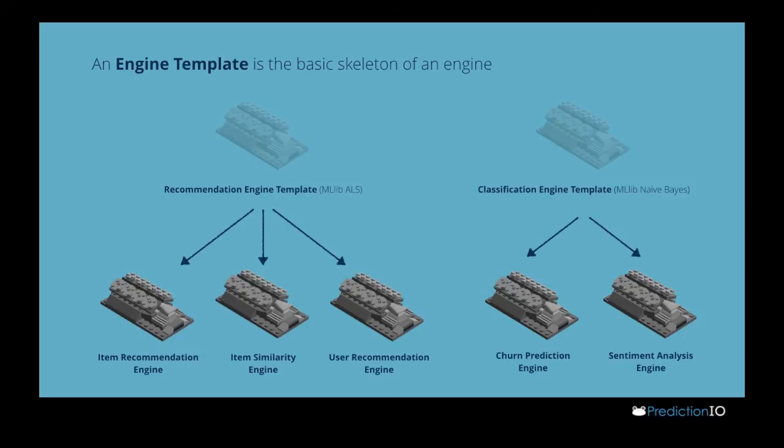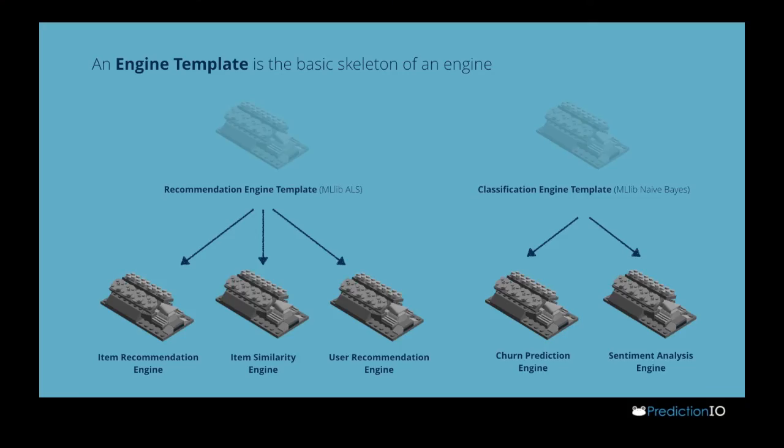So whether it's item recommendation for something like product recommendation, similarity, something like similar movies, user recommendation, which is like the people you may know kind of feature. And then in classification, we have people working on things like churn and sentiment analysis.